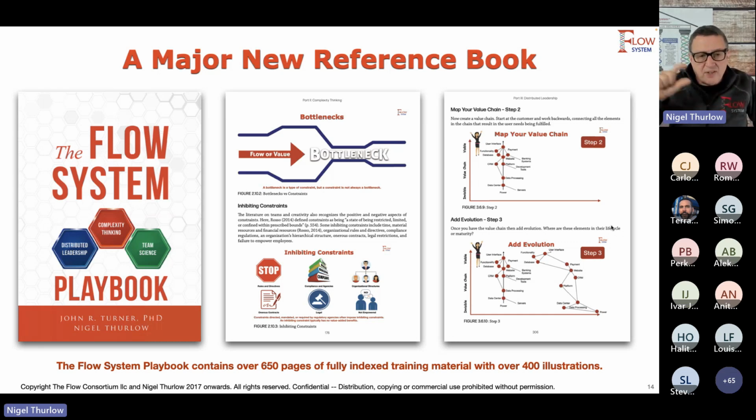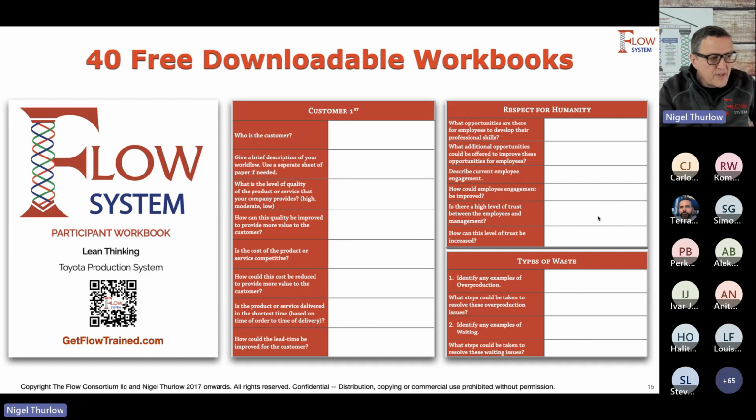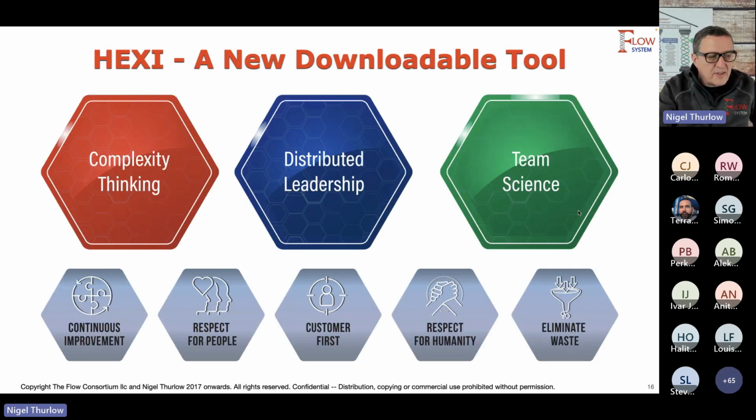You can dip into the pieces that you don't know, learn the techniques, learn how to decompose them, learn how to recombine them, learn all the various different aspects from lean thinking, complexity thinking, distributed leadership, and team science. We put over 400 diagrams in the book. There's going to be over 40 downloadable free of charge worksheets. So when you read the book, you'll be able to take these worksheets and download them wherever you are in the world and use them with teams and groups to help them understand the different techniques.